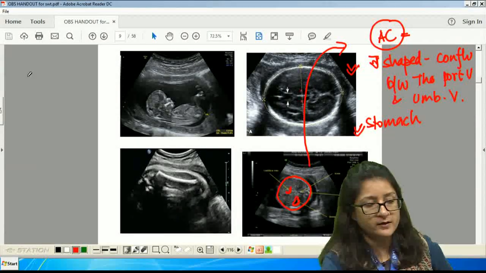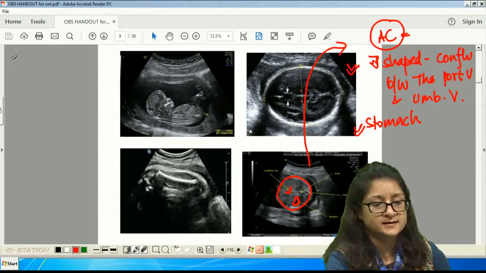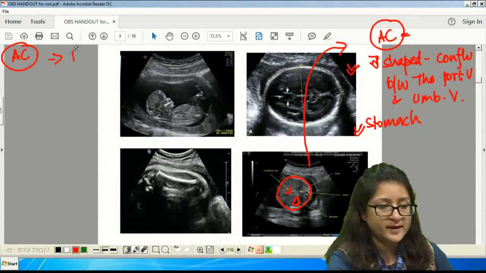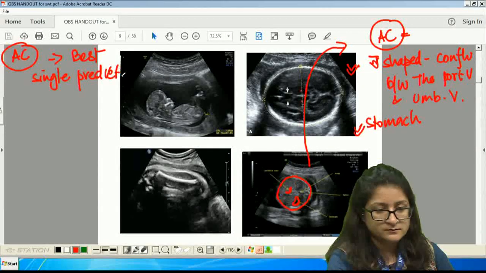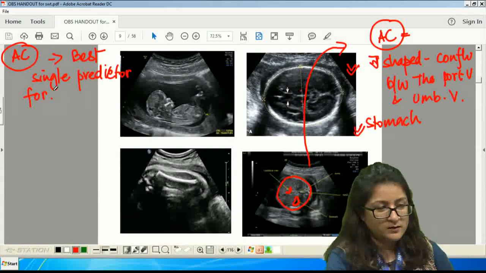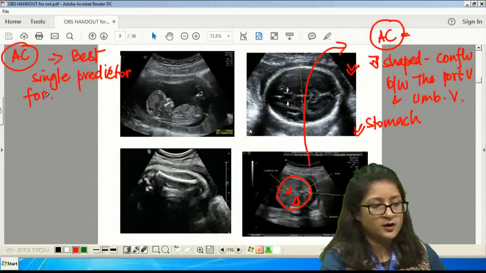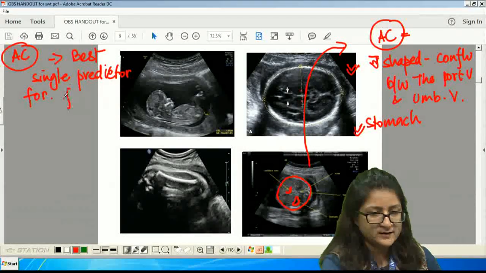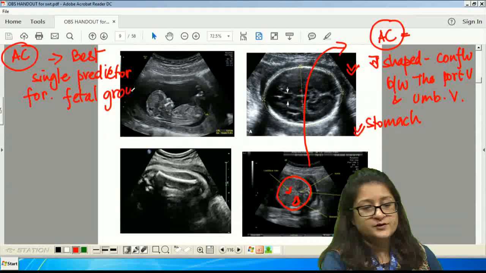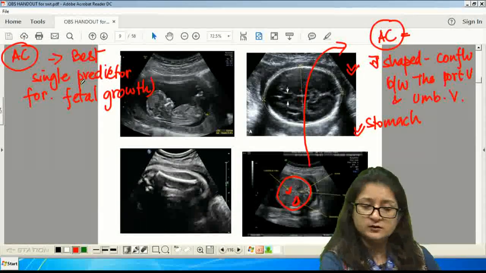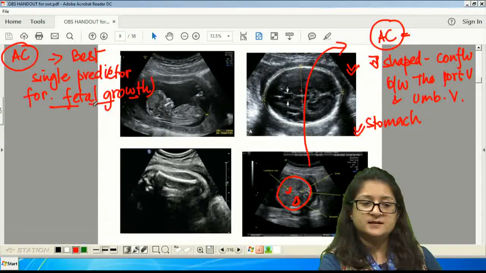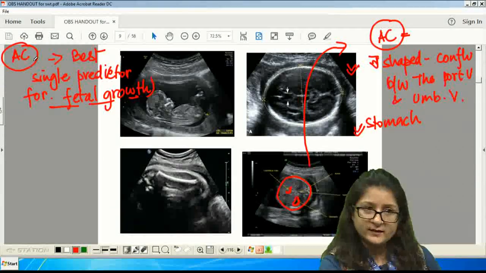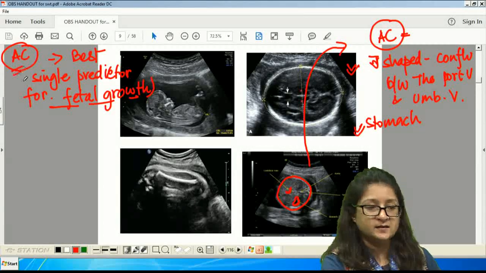All right, another important point about abdominal circumference is that AC is the best single predictor for fetal growth. If we take all single predictors like AC versus BPD versus femur length, then singly, AC is the best.